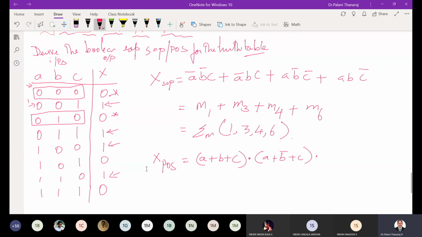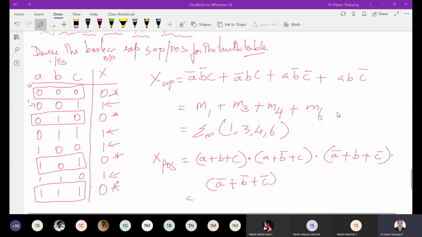Now you can try the next two. The next two zeros are here. So I have this 0. What is the combination for that? This one, right? So I'll have A bar plus B plus C bar. Very good. And the last 0 is here. All are bars. What is that expression? A bar plus B bar plus C bar. Very good, Nixon.